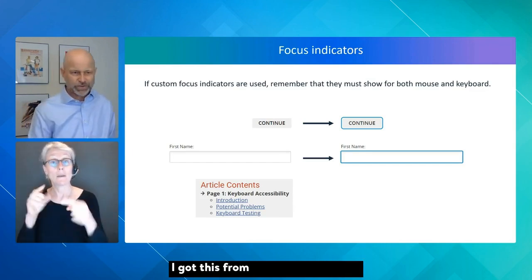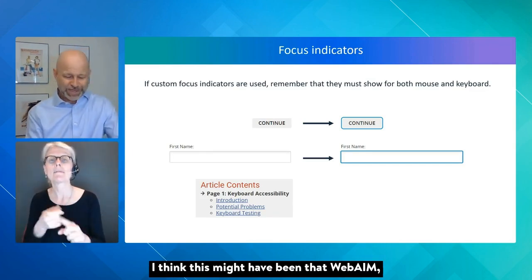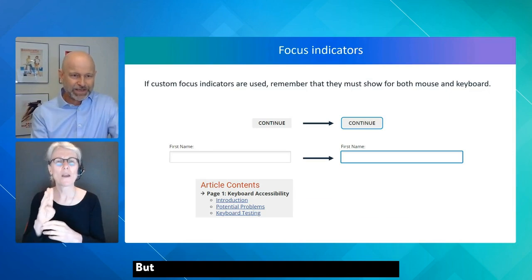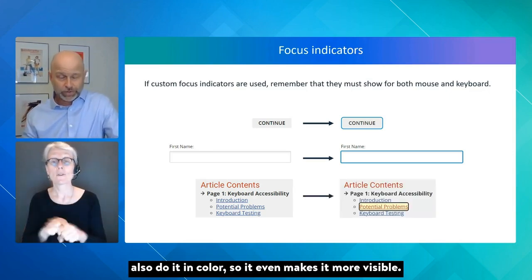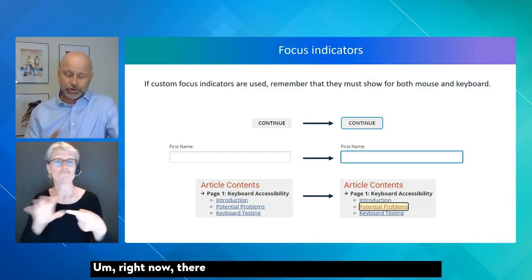I thought this was cool. I got this from an accessibility site. I think this might have been WebAIM, the one that had that context as everything. But I like where they do a black outline, but they also do it in color, so it makes it even more visible. Right now, there are no guidelines.